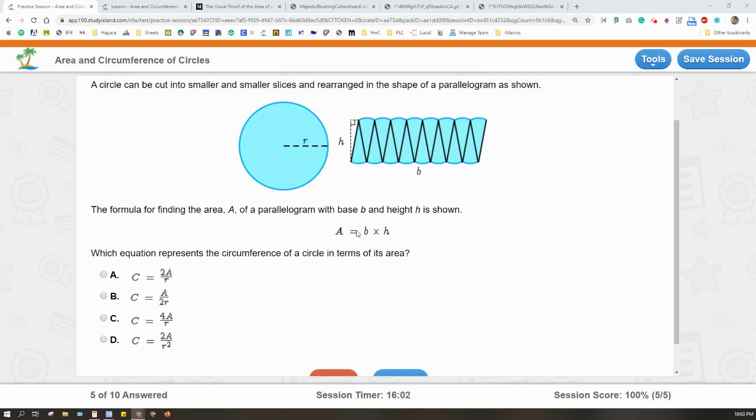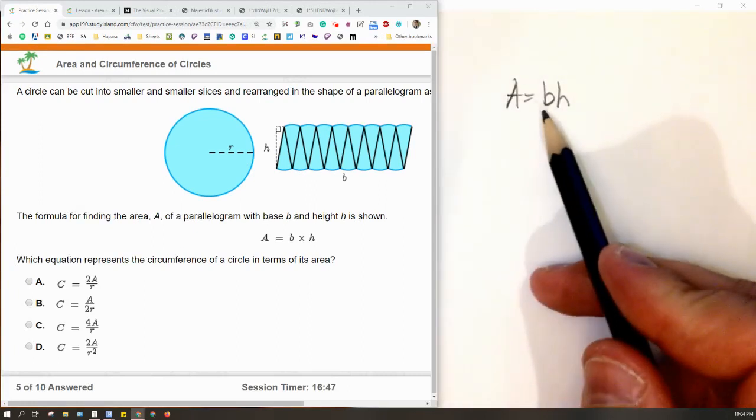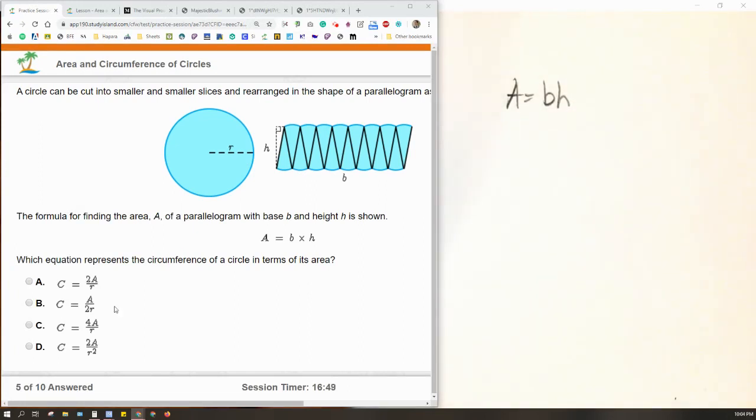Well, we just said that the base is half the circumference, so replace A equals B times H with A equals the circumference divided by 2 times the height. Here's what that'll look like if I'm doing it on paper. You have area equals base times height. I don't use the multiplication X because I like to save X for a variable. So base times height, I just write BH.